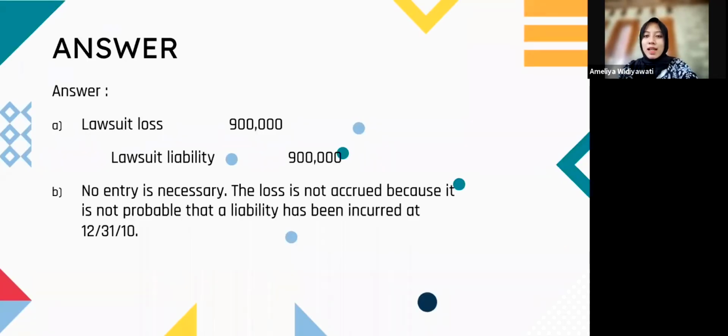And the answer, lawsuit loss in debit amount of $900,000, and then lawsuit liability in credit 900,000. And B, no entry is necessary. The loss has not occurred because it is not probable that a liability has been incurred at 31 December 2010.